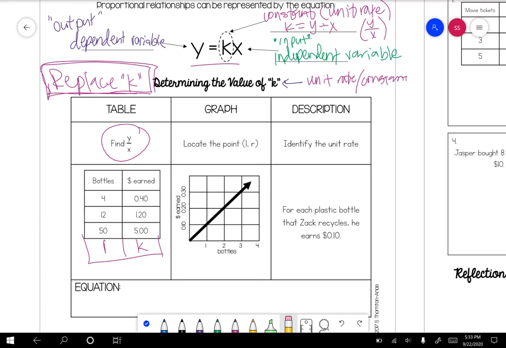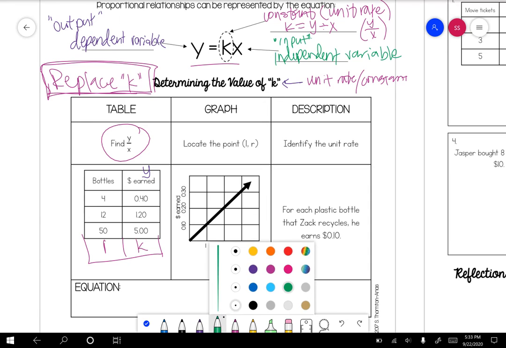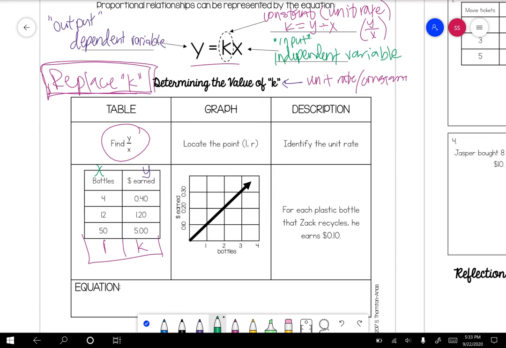Let's determine the X and Y here. We have bottles and money earned. If we're ever talking about money, 97% of the time it will be your dependent variable, right? We can't earn any money if we haven't recycled any bottles. So money is our Y, our output, our dependent variable, and X is bottles, our input, our independent variable. In a table, we'd find Y divided by X, so we would check it for each of them.